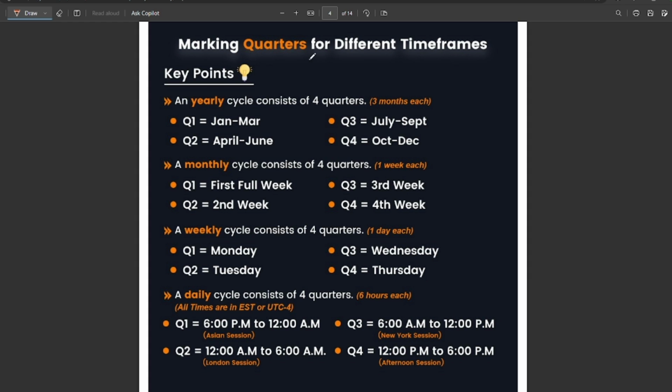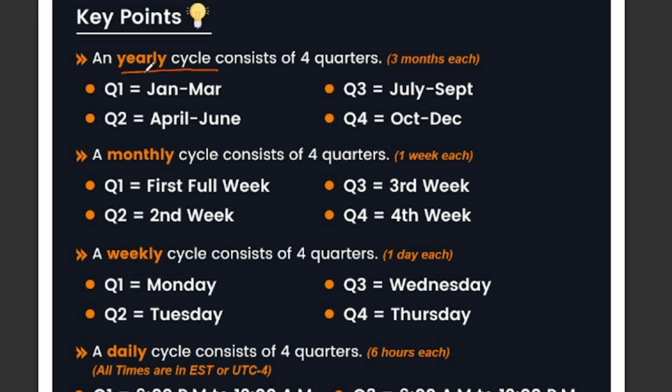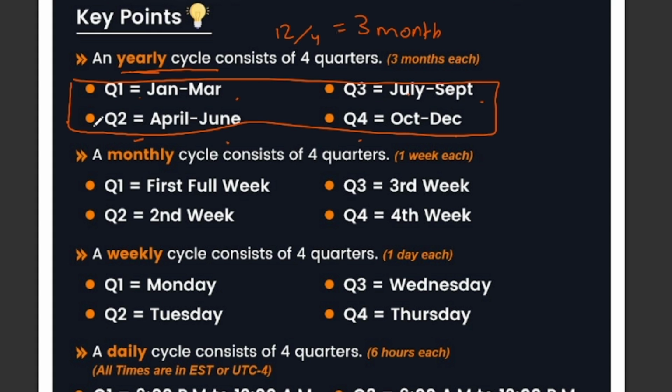Marking quarters for different time frames according to quarterly theory is pretty easy. You just need to divide every time frame into 4 quarters. For example, you are considering a yearly cycle. You will divide the 12 months by 4 to attain a quarter of 3 months each. So the first quarter will be from January to March, the second quarter from April to June, the third quarter from July to September, and the fourth quarter from October to December. Remember, each quarter has a different purpose, which we will study in a while. This is just to show you how to mark the quarters initially.